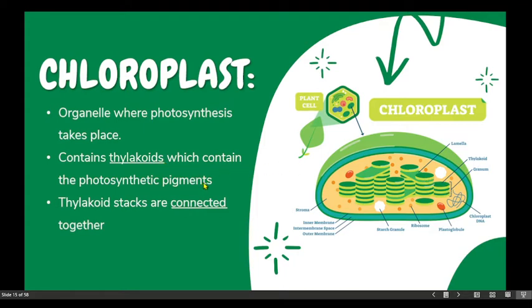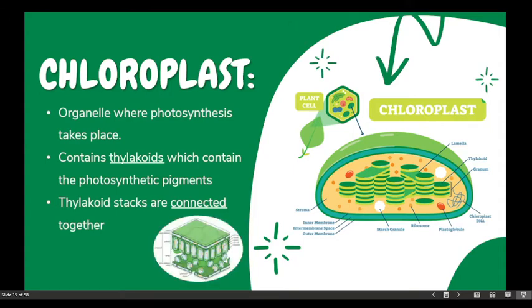Thylakoids contain photosynthetic pigments and they are stacked together. So a stack of thylakoids is called granum and the plural form of that is grana. You can also see some structures here that are labeled. And the space, okay, I want you to take note of this. The space inside the chloroplast is called the stroma.